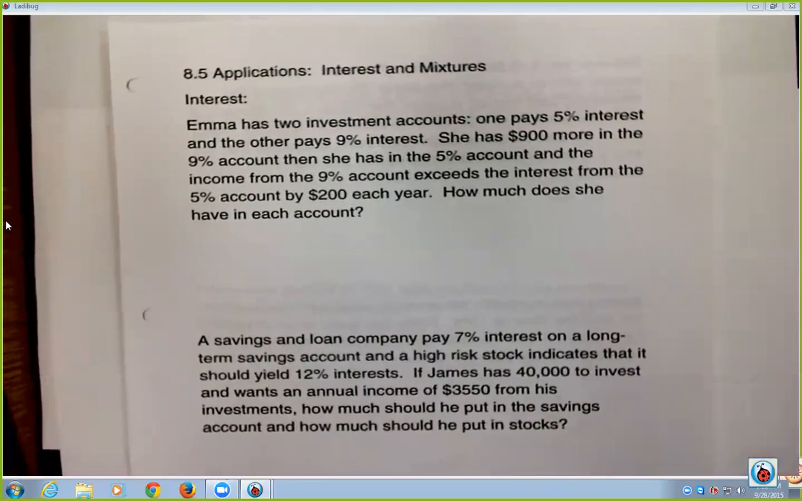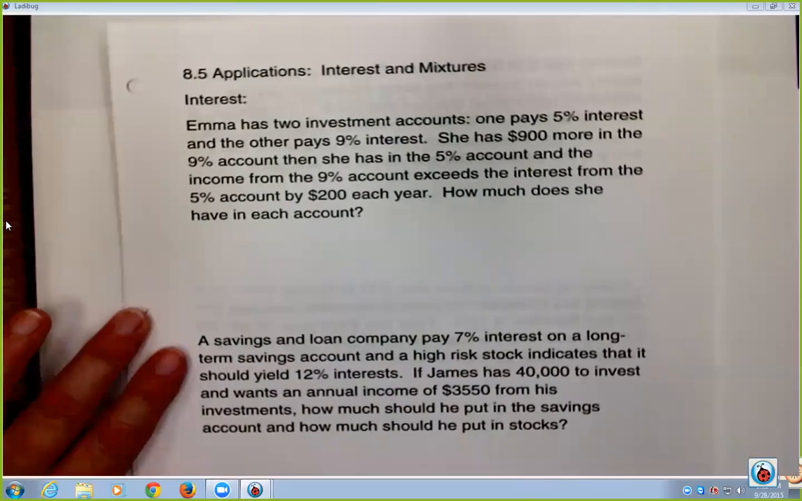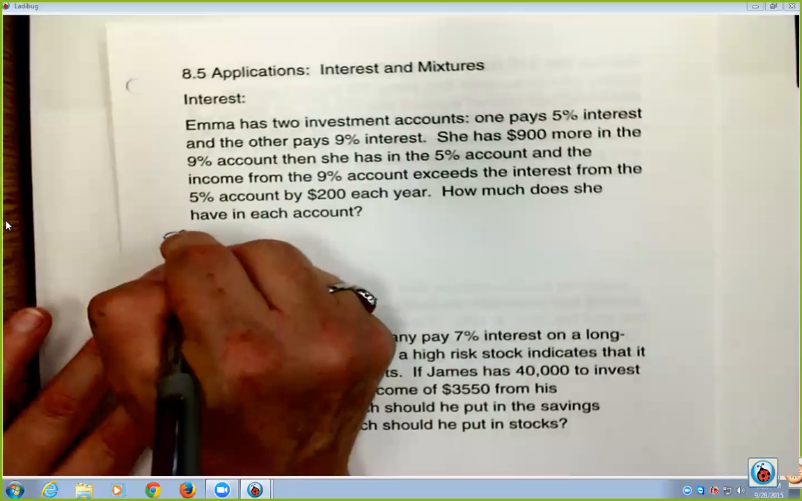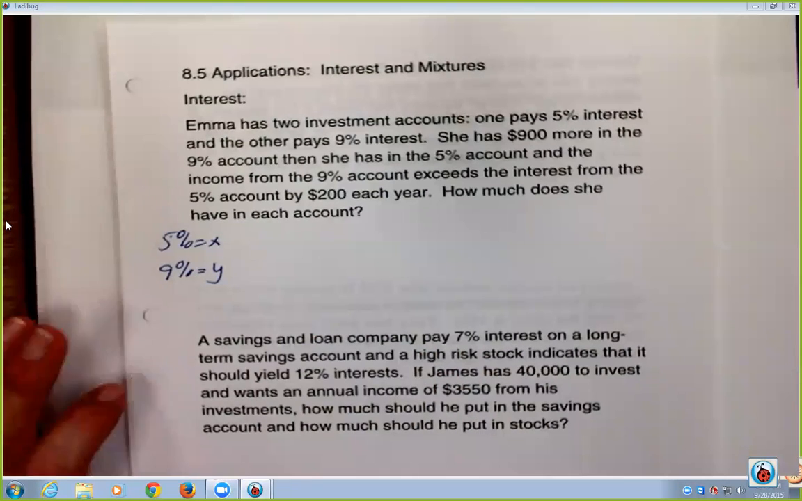It says Emma has 2 investment accounts. One pays 5% and the other pays 9%. She has $900 more in the 9% account than she has in the 5% account. And the income from the 9% account exceeds the interest from the 5% account by $200 each year. How much does she have in each account? So what do we know? Well, we've got a 5%, that's X. 9%, we're going to make that Y.